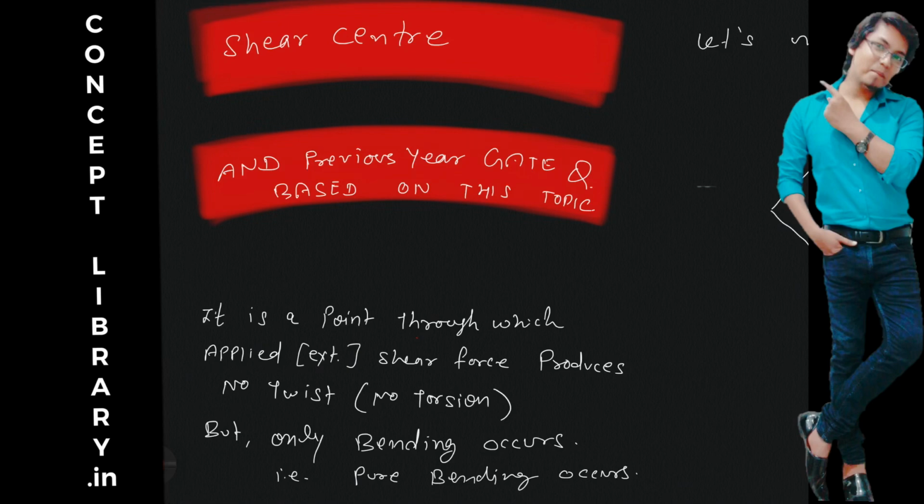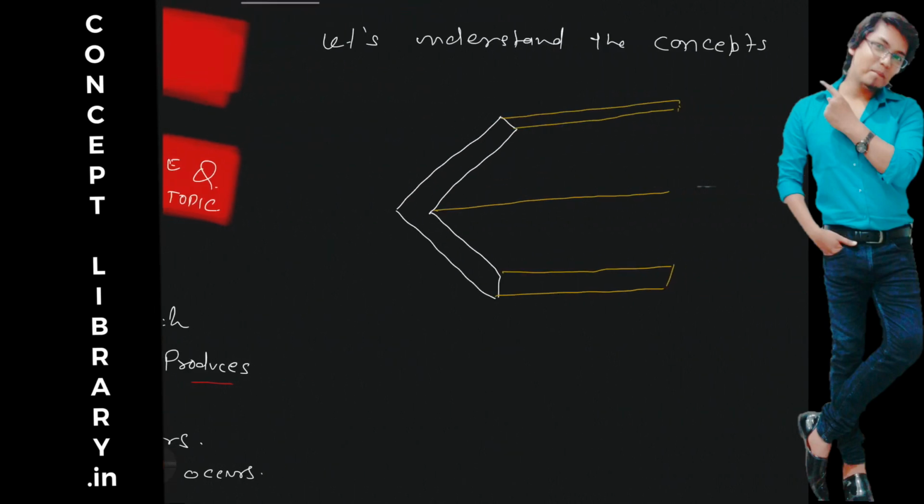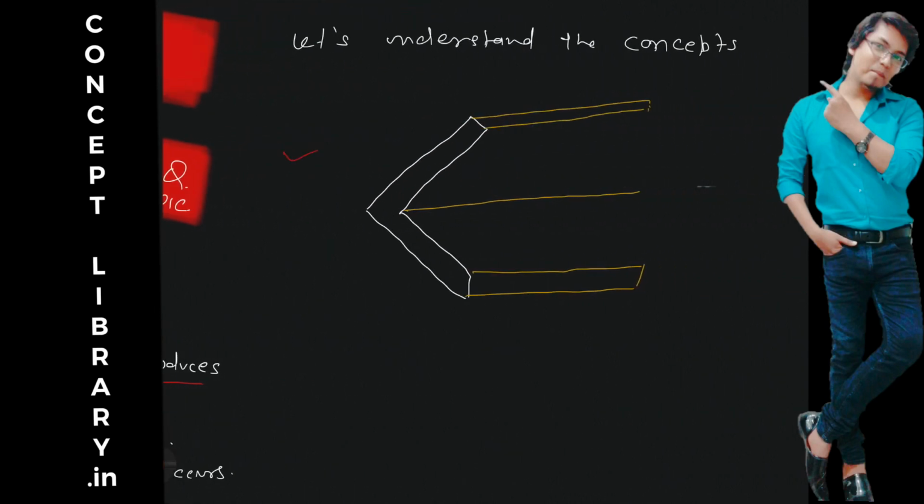It is a point through which an applied, or you can say external, shear force produces no twist or no torsion, but it produces only bending, or you can say pure bending. Let's see what is the meaning. Suppose I have tried to draw a 3D beam. This is the length of the beam and this is the cross section of the beam, here in white color.